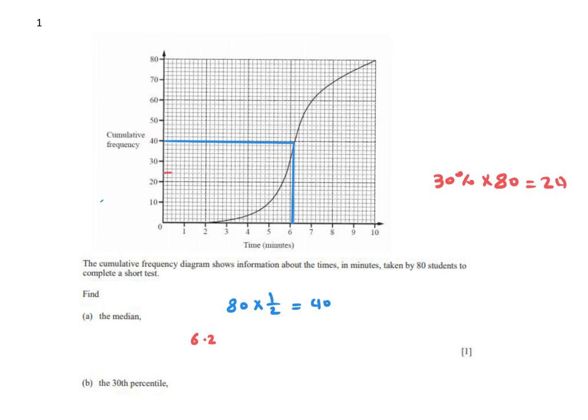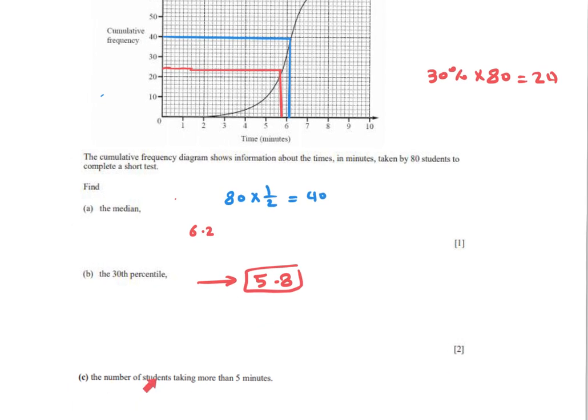this 24. Draw a line from 24 till you reach the curve, then find the corresponding value on the x-axis. So this is the 30 percentile. I think 5.8. So 5.8, this is the 30 percentile.